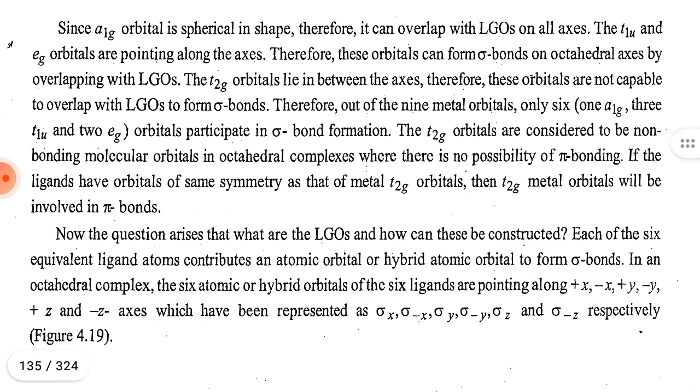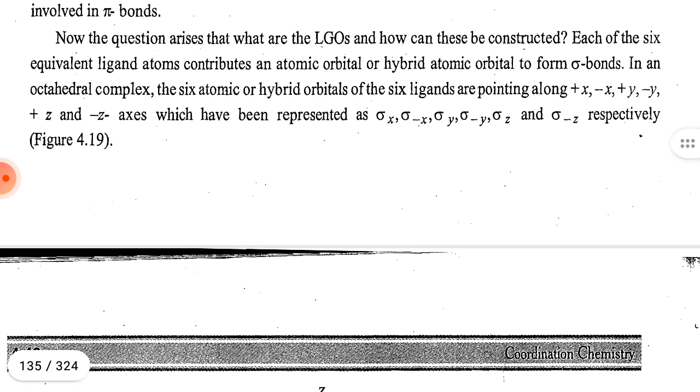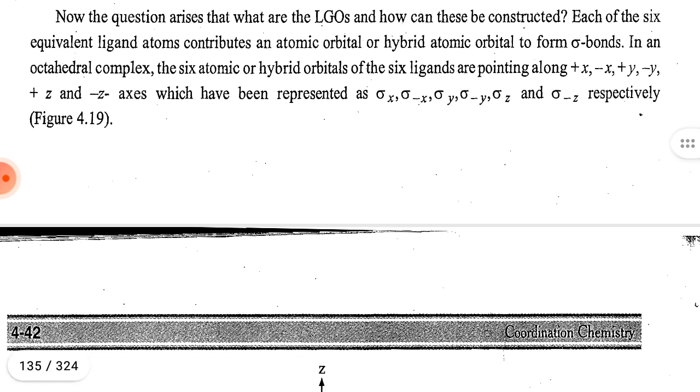The t2g orbitals are considered to be non-bonding molecular orbitals in octahedral complexes, where there is no possibility of pi bonding. If the ligand has an orbital of the same symmetry as that of the metal t2g orbital, then the t2g metal orbital will be involved in pi bonding. Now the question arises: what are the ligand group orbitals and how can they be constructed?